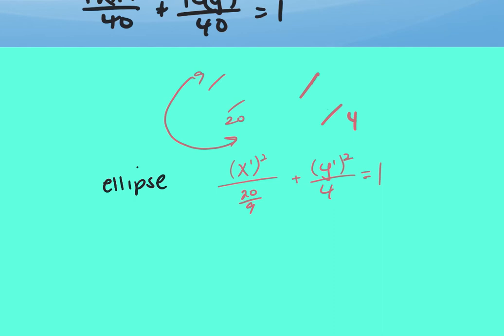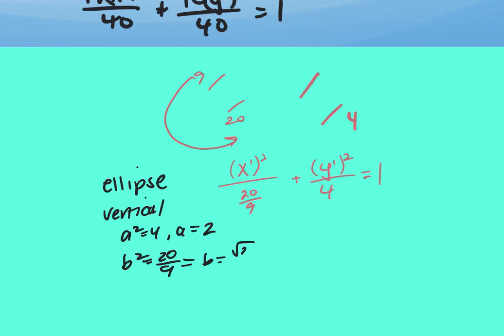What's bigger, 20 over 9 or 4? 4 is bigger. So what kind of ellipse is it? It's vertical. The a squared is 4, which makes a 2. The b squared is 20 over 9, or b is the square root of 20 over 3.